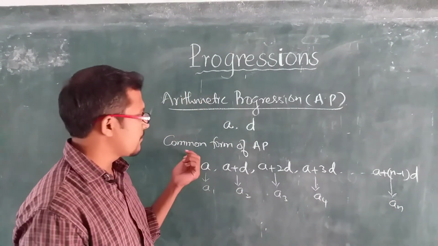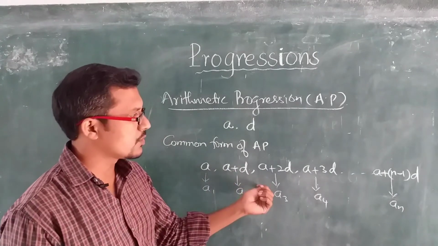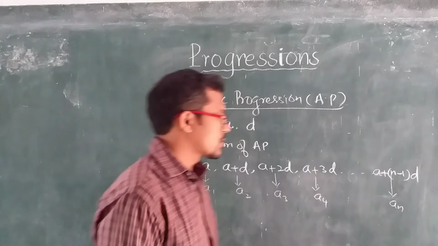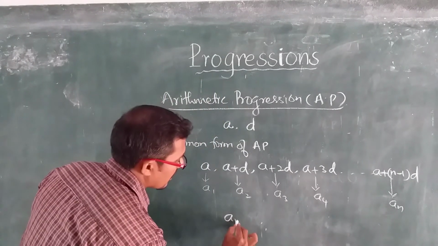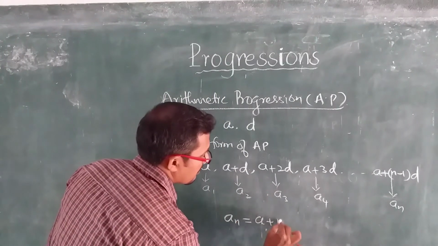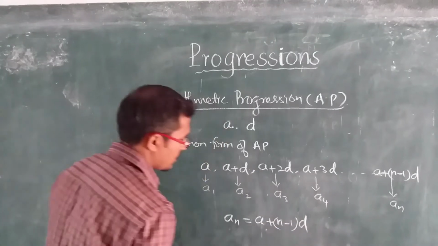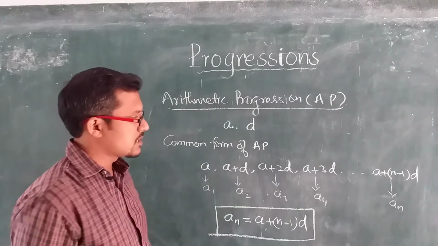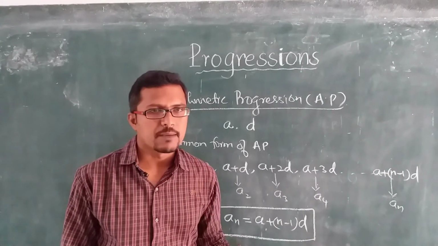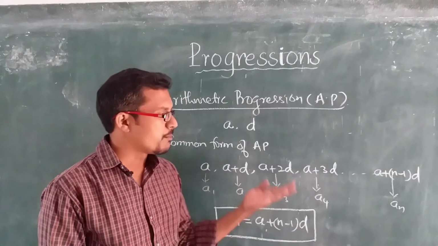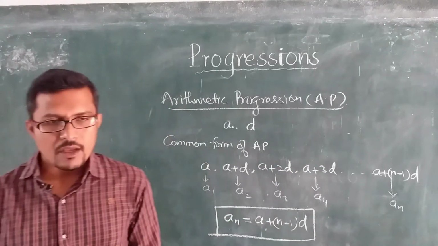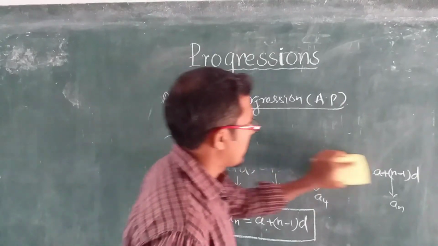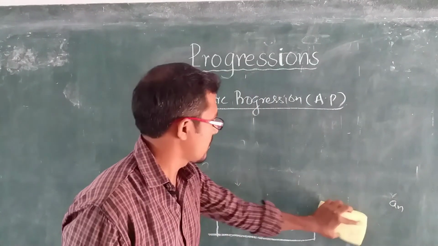So this is the common form of AP, and this is the nth term, which we call a n. We can write it like this: an is equal to A plus n minus 1 into D. This is very, very important. Some questions may be asked based on this formula. We will see some questions. So how can we solve these questions?